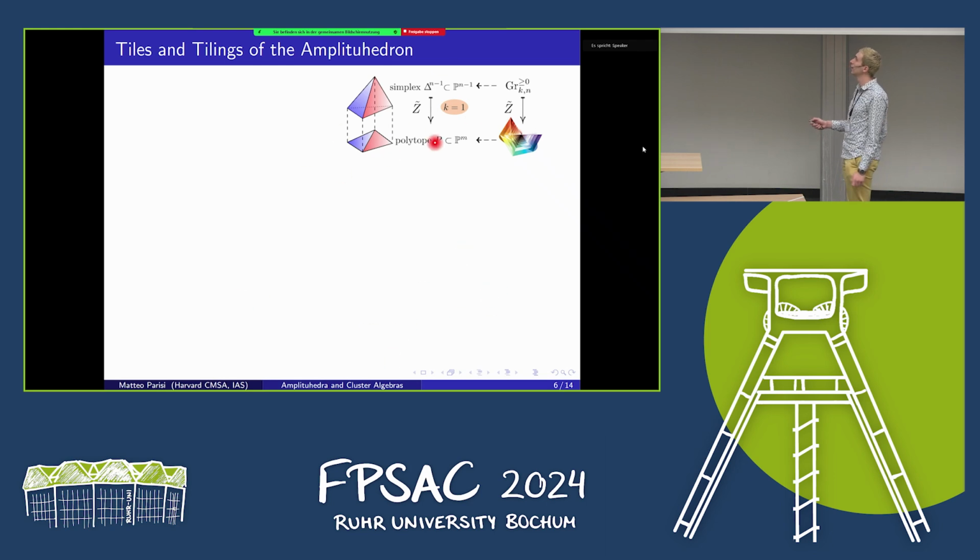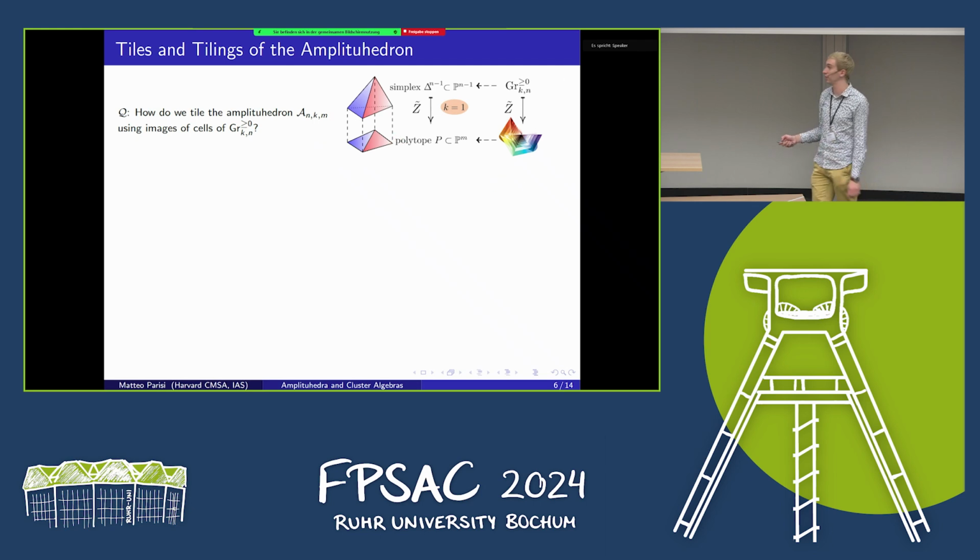We can think about a triangulation of a polytope as a decomposition of a polytope into images of faces of the upstairs simplex. Similarly, we can think about tiling the amplituhedron, decomposing it in terms of images under the Z tilde map of the upstairs positroid cells. So we have a nice decomposition upstairs into positroid cells, and we would like to map it down, consider the images, and understand how we can tile the amplituhedron using these images of positroid cells.